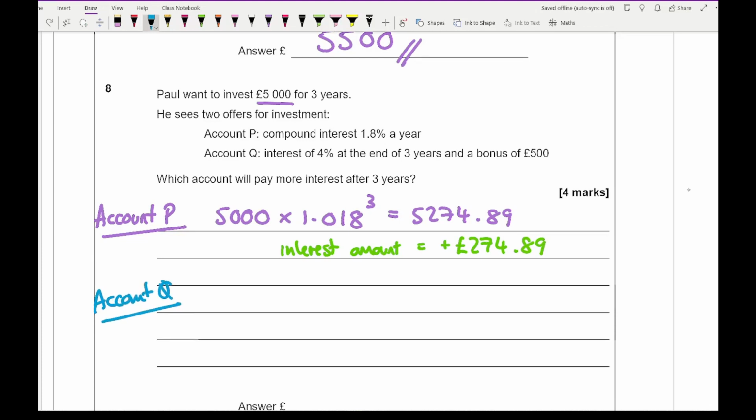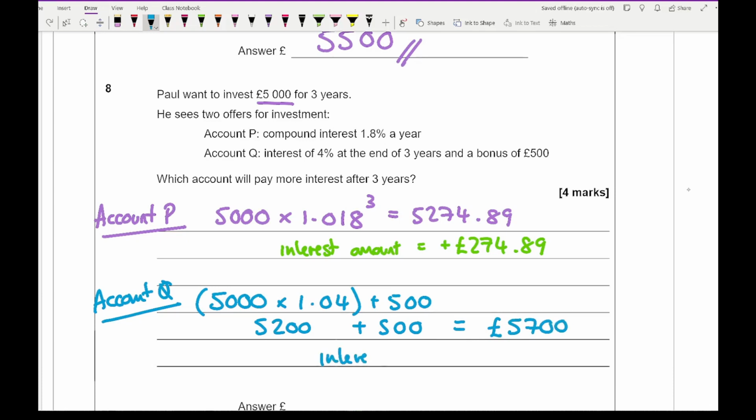Then if I look at account Q, now account Q has a 4% increase at the end of the 3 years. So that's just a one-off 4% amount, so that's going to be 1.04. And then I get a bonus of £500, so I need to add 500. So if I first of all work that out, 5,000 multiplied by 1.04 becomes 5,200. I then add the £500 and that comes up to 5,700. So then working out the interest amount, that's going to be plus 700.